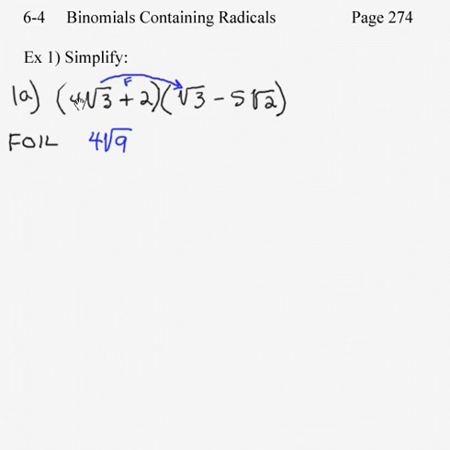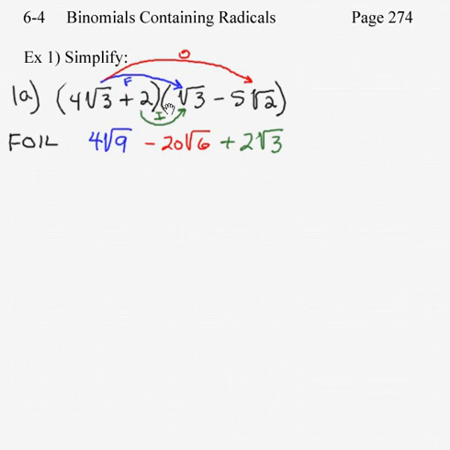So when we do that, do the firsts. 4 times 1 is 4. Square root of 3 times the square root of 3 is the square root of 9. We do the outsides. 4 times negative 5 is negative 20. Square root of 3 times the square root of 2 is the square root of 6. Insides, positive 2 times 1 is positive 2 times the square root of 3. And last, positive 2 times negative 5 is negative 10 times the square root of 2.